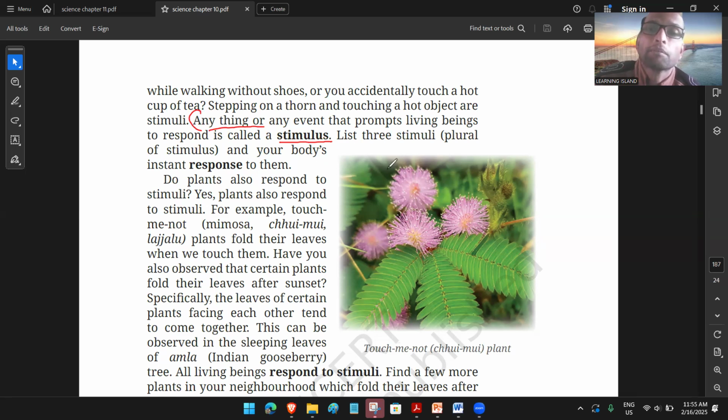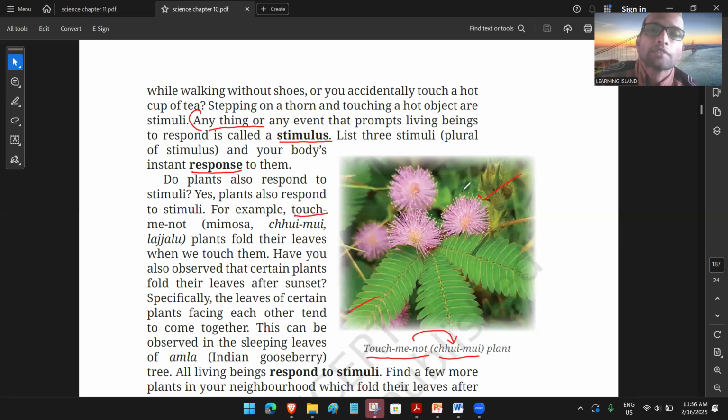Now an example has also been given here, look. In plants, you have seen the touch-me-not plant, right? It is called chui mui. So what is the other name of touch-me-not? Chui mui. So this plant, you can test it. You might have tested it. If you touch it here, it will fall down. Okay. So this is stimuli. This is called response to stimulus, stimuli. So plants also respond to stimuli.